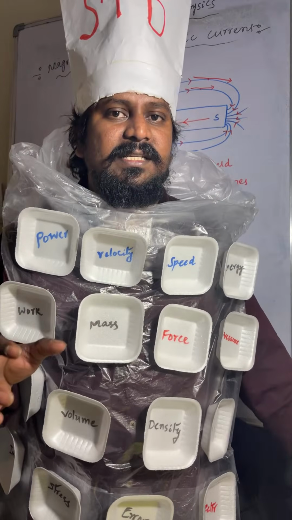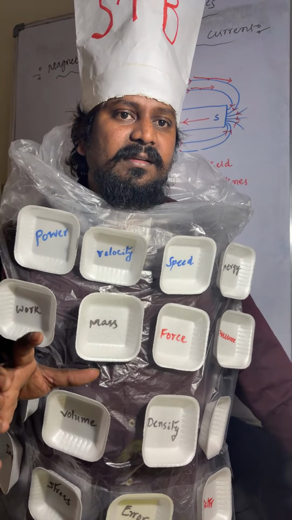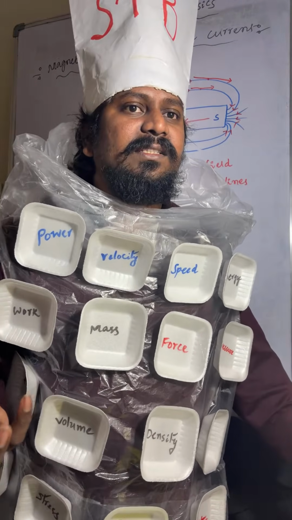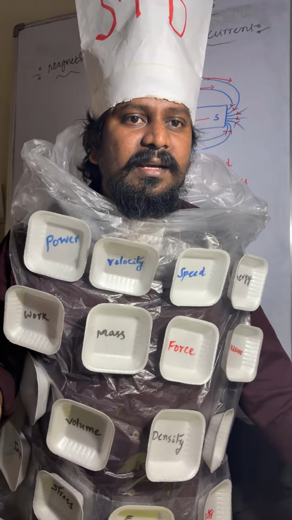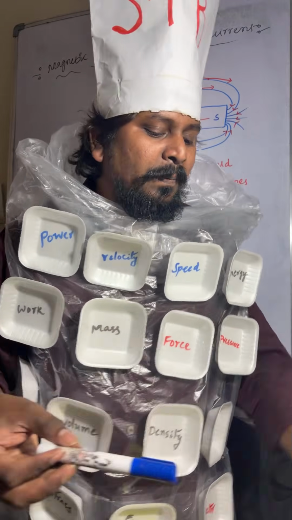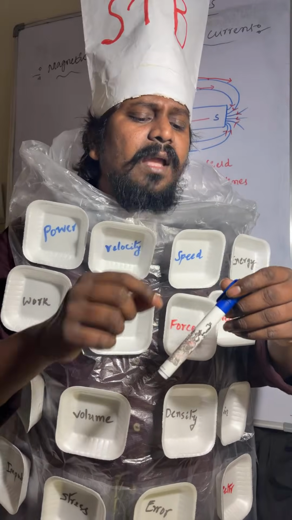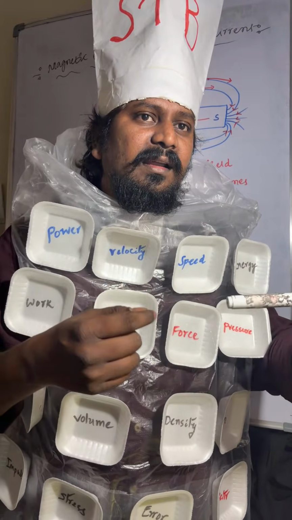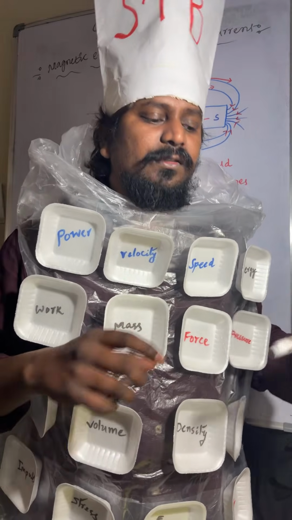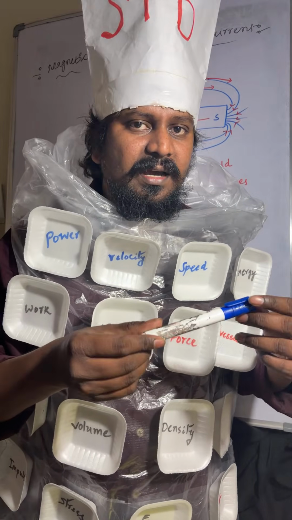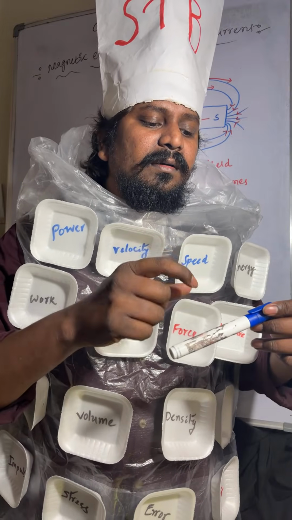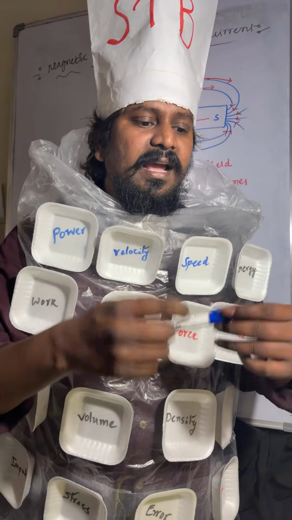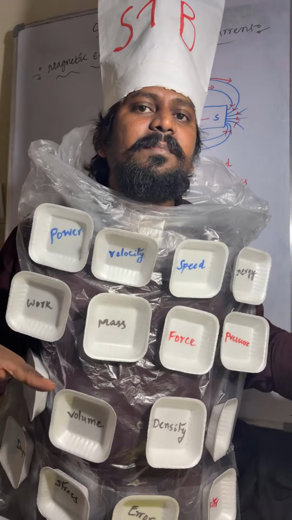So now we will discuss the electromagnet. You can observe this in the lower classes. Taking an iron nail, wrap a copper wire around the iron nail and connect it to the battery. So take an iron nail, wrap a copper wire around it, and connect it to the battery.